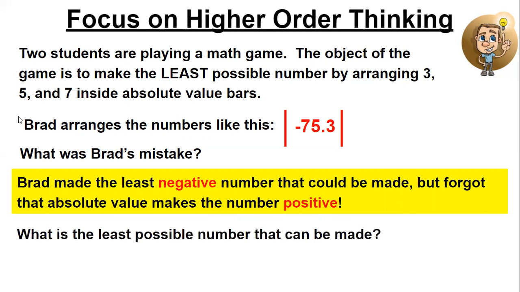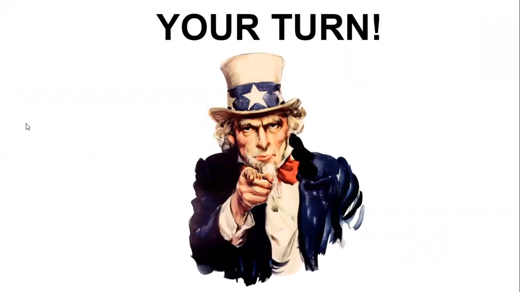So what is the least possible number that can be made? Did you say put the 3 first, then the 5, and then the 7? Negative 35.7. The absolute value of that is going to be positive 35.7. Okay, give one of these a try. See you back in a moment.